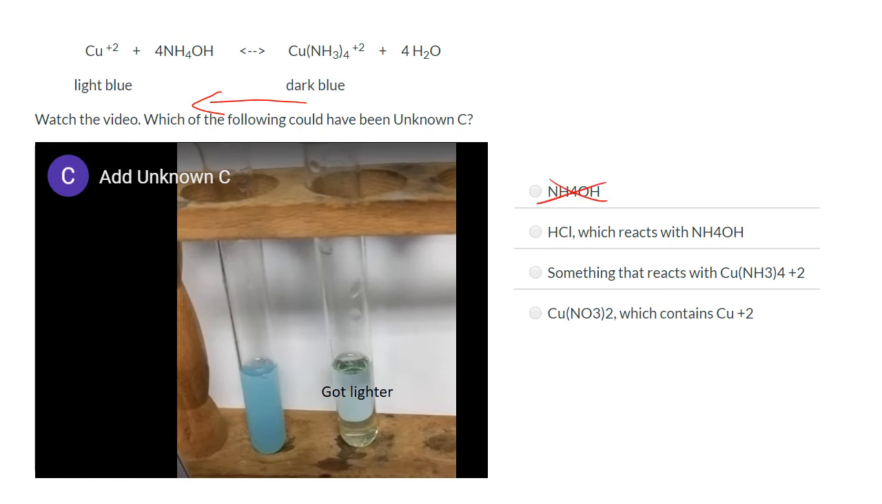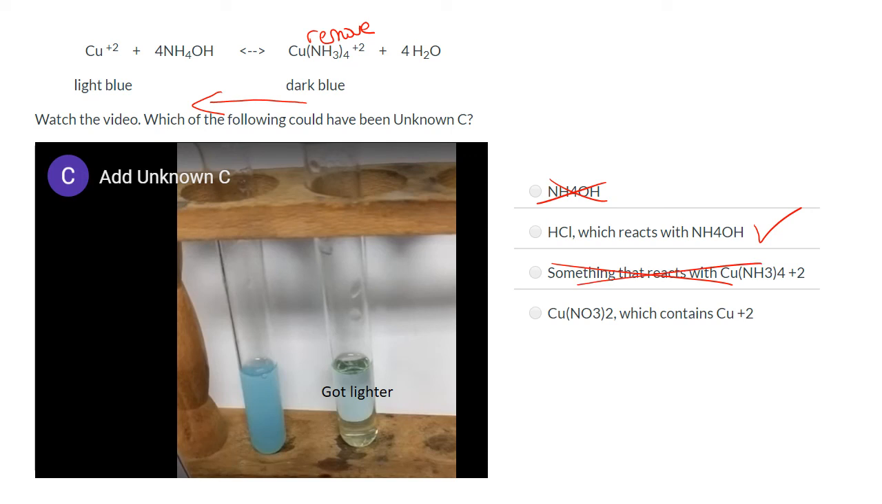If we add HCl that reacts with it, that would remove this from the system. That would make it shift in reverse. So that seems like a good answer choice. Adding something that reacts with this product over here, we don't want to remove that. If we remove a product, it would shift towards the products. That's not what we saw.